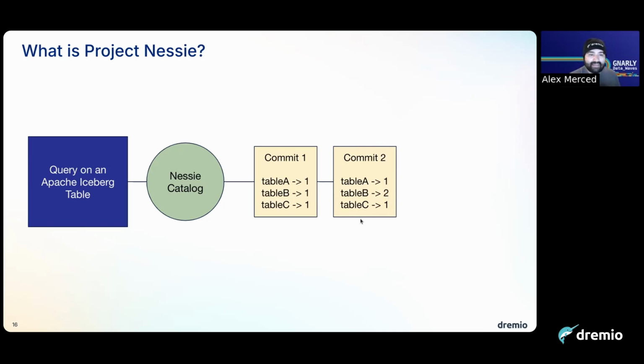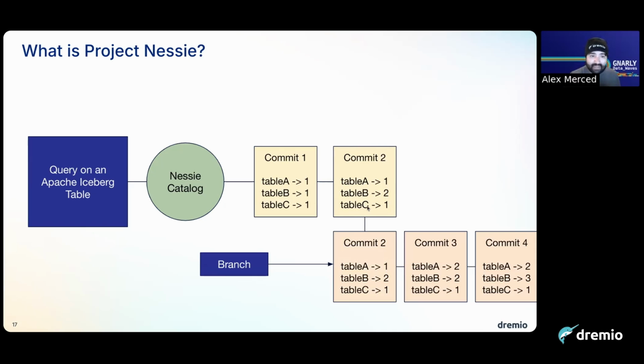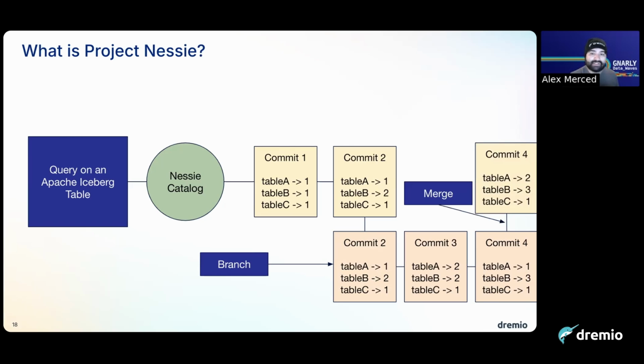Okay. And then if I wanted to, just like before, isolate changes, I could create a branch. So basically all my main queries, when they consult the catalog to get pointed to the right metadata.json file, they're still going to hit commit number 2. But here I'm making changes, and table A is now version 2, and table B is now version 3. So they're changing, but those changes don't get published until I do a merge. And now this is what becomes what the main catalog sees.